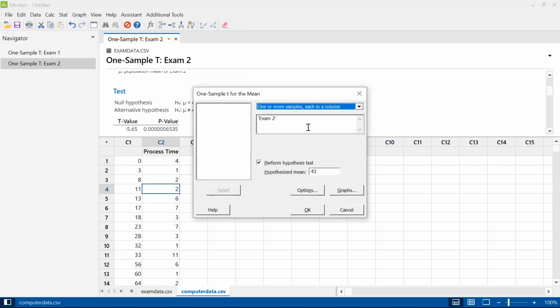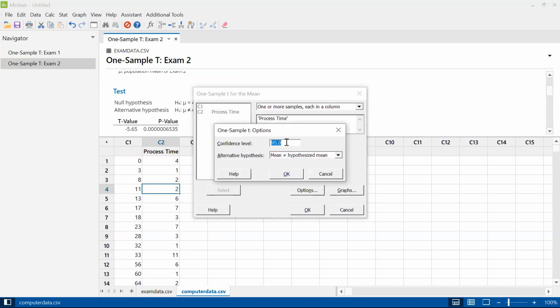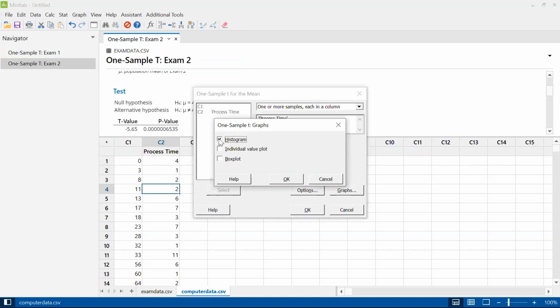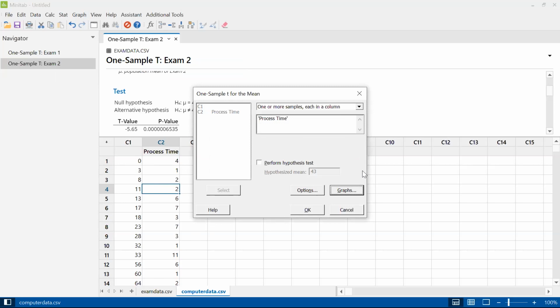So one sample T, not exam 2 anymore. Let's get rid of that. We're going to use this process time, and we're not doing a hypothesis test. I know nothing about this data, so we have no number to compare to for a hypothesis test. I do want a 99% confidence interval, so we'll change the confidence level to 99 under options. And this probably still has histogram under graphs. Let's keep that histogram and see what it is.